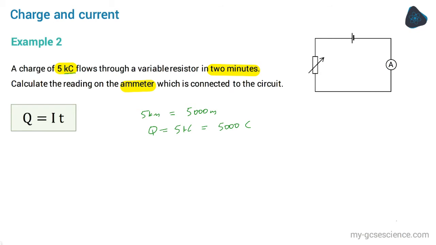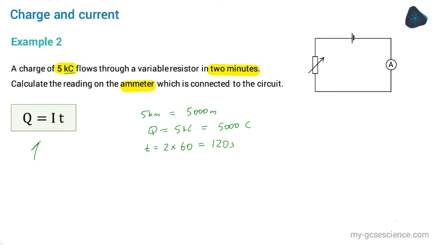But having gotten over that little hurdle, all that remains to be done now is to actually use the equation to calculate current. Like the previous example, the time is given in minutes, but we want to convert that into seconds. So 2 times 60 gives 120 seconds.